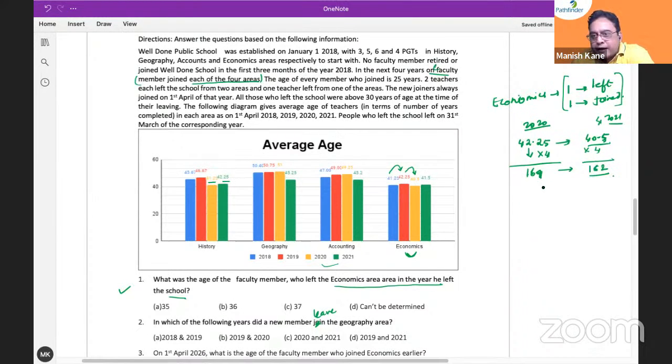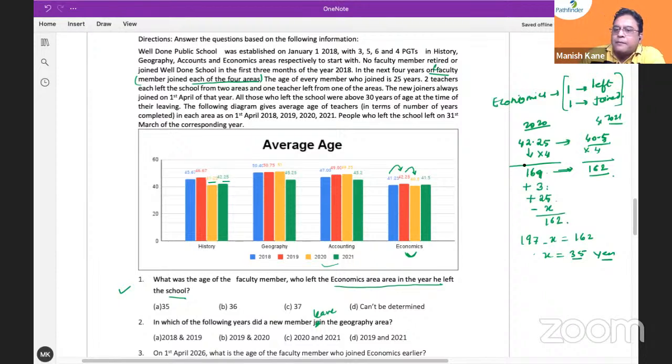Correct? And how would you reach from 169 to 162 in 1 year? Obviously, if 3 people only continued from year 2020 to year 2021, each of them increases in age by 3 years. Correct? Plus 25 is the age of the new person who joined, and minus X is the age of the person who left. And this should be equal to how much? 162. So 169 plus 3 is 172. 172 plus 25 is 197. Minus X is 162. So X is equal to 35 years.